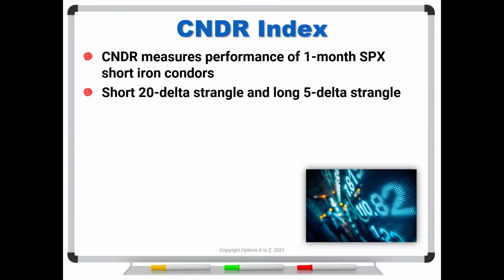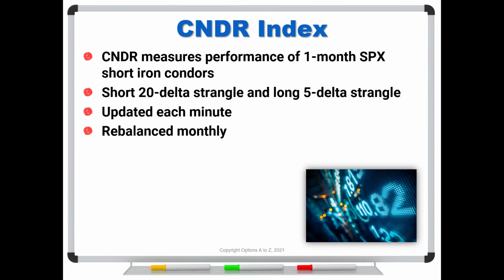So both of these sets are out of the money, right? 20 delta options are out of the money. It's just that the 5 deltas are even further out of the money. And so depending on what's happening in the markets, if this strategy ends up paying excess premiums for the wings, it will underperform, or if it turns out to have been a good decision, it will outperform. So this index is updated each minute, and it's rebalanced monthly, usually the third Friday of each month.